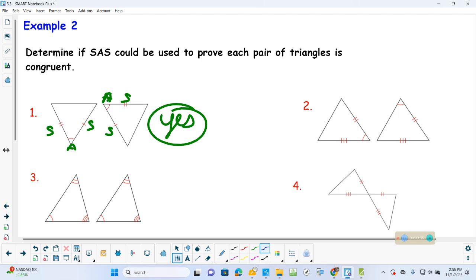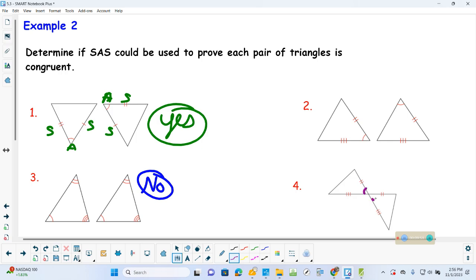No. Are there even any sides marked congruent on this guy? No, angle, angle, angle isn't a thing. Okay? So which one out of these then is the yes? 2 or 4? 4 is the yes.